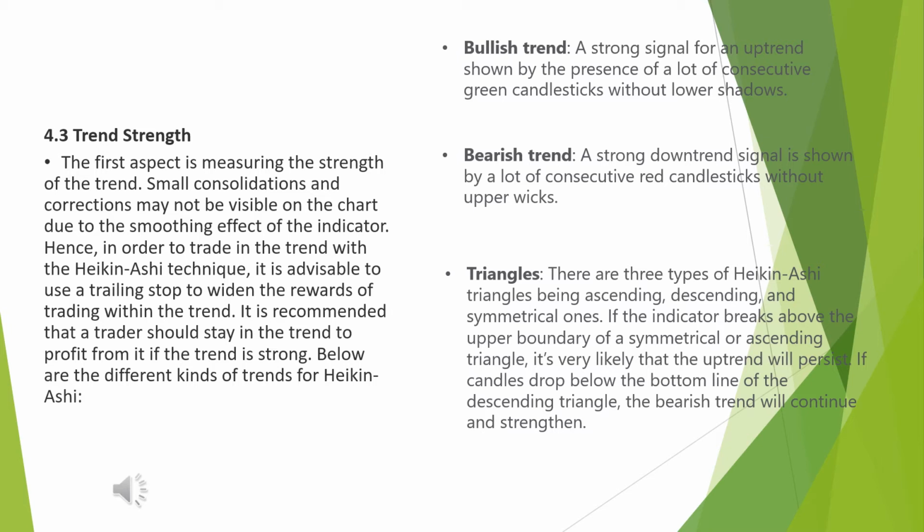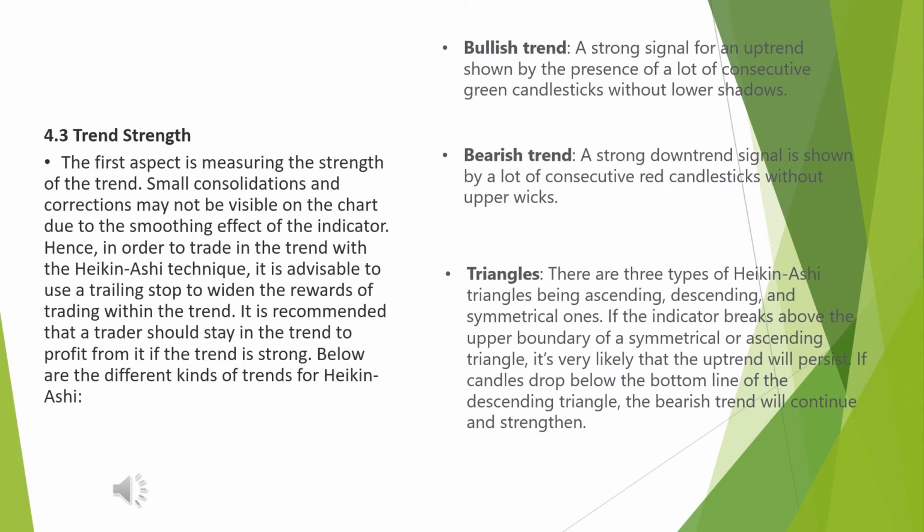Below are the different kinds of trends for Heikin Ashi. 1. Bullish trend. A strong signal for an uptrend shown by the presence of a lot of consecutive green candlesticks without lower shadows. 2. Bearish trend. A strong downtrend signal is shown by a lot of consecutive red candlesticks without upper wicks.